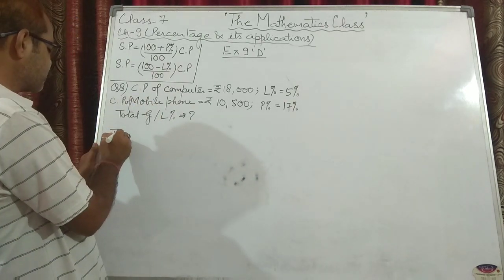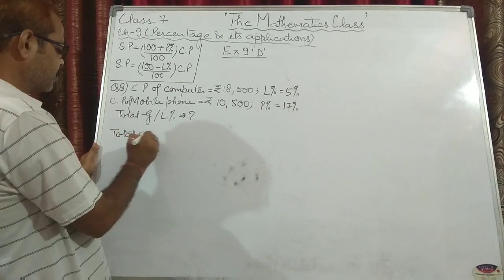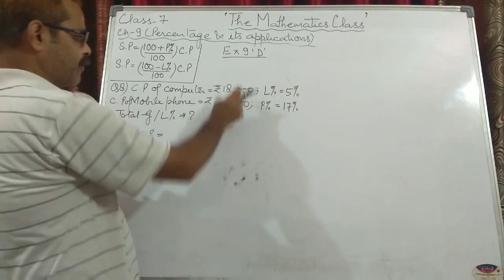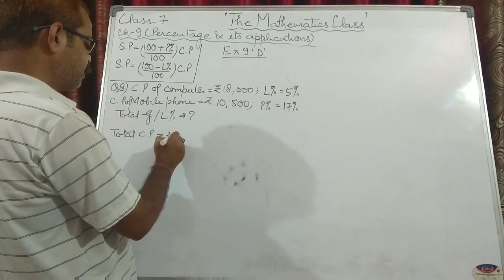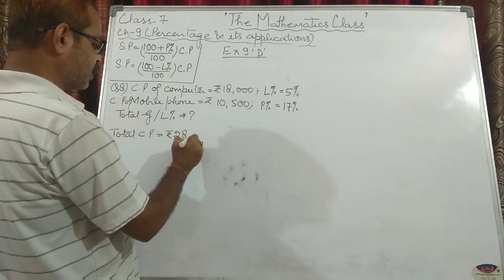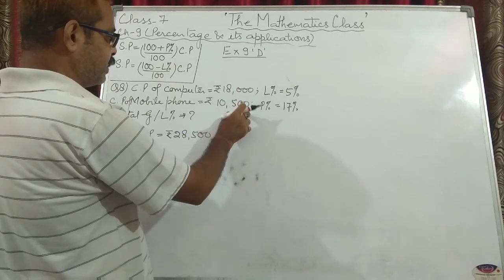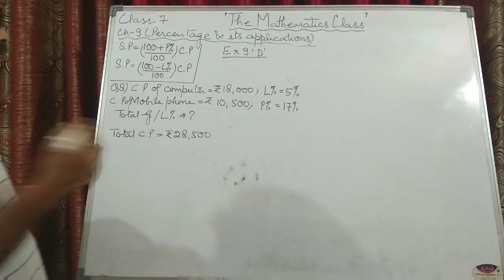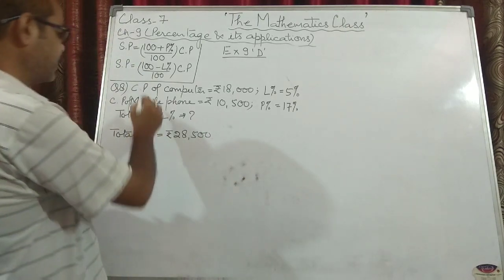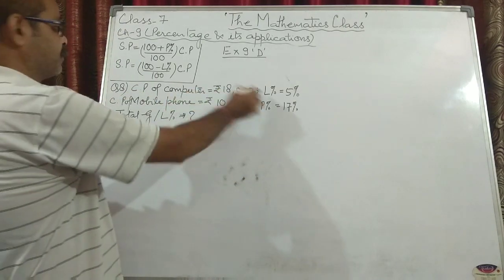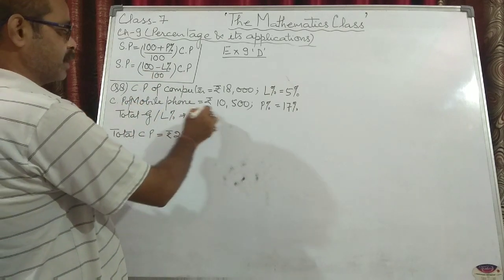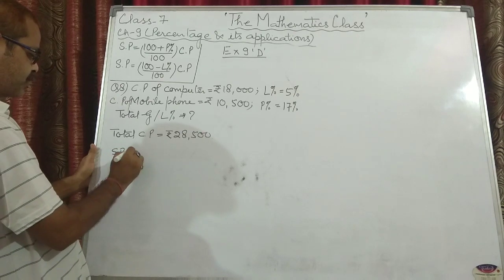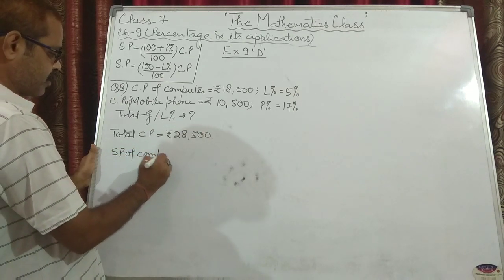So total cost price you can easily calculate. Total cost price will be the cost price of the computer as well as the cost price of the phone. So we will add them all. So it will become rupees 28,500. But how to calculate the selling price? So first we will calculate the selling price of the computer with this formula and the selling price of the mobile phone with the same formula. Let's say selling price of computer.